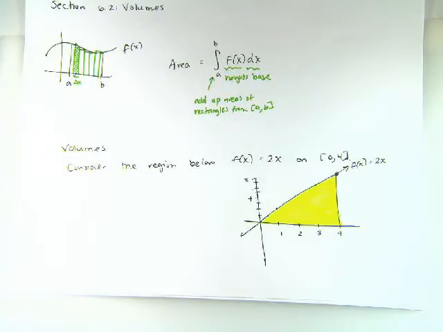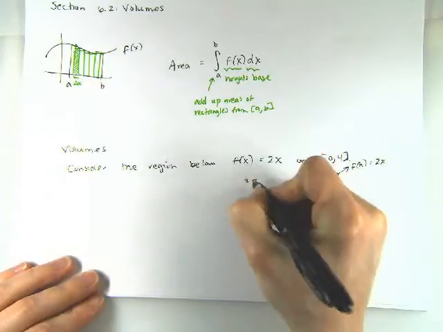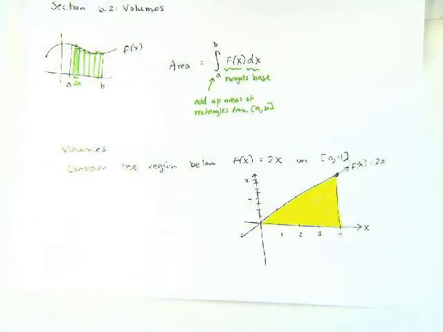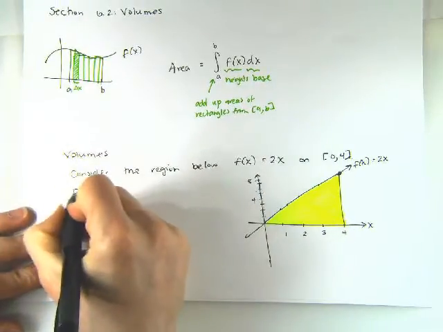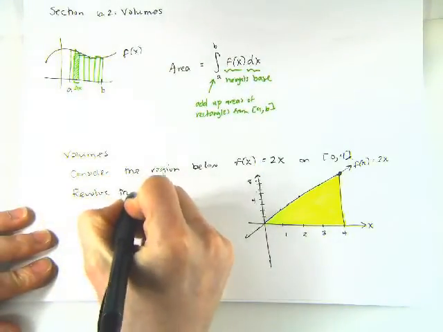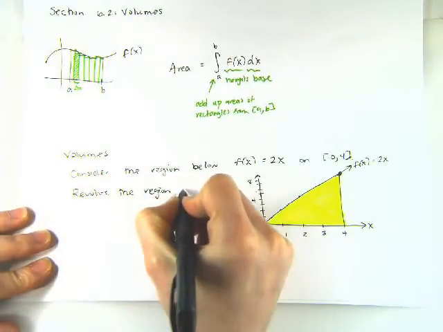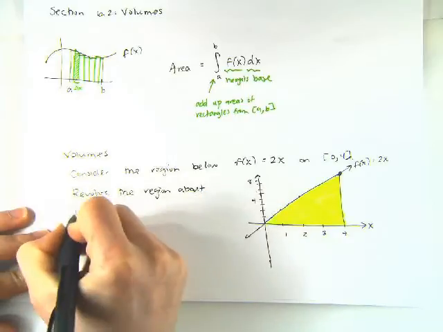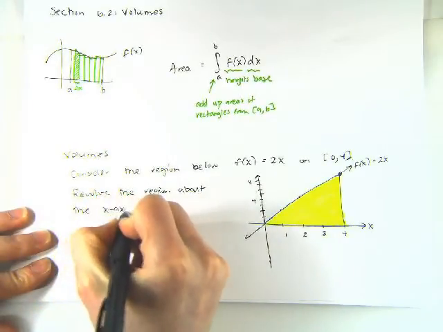But what we're actually going to do, we're not going to find the area of this. Let me label my axes here. Let's say that we want to take this region and we want to revolve it around the x-axis. So I want us to think of what that would look like. Revolve the region about the x-axis.